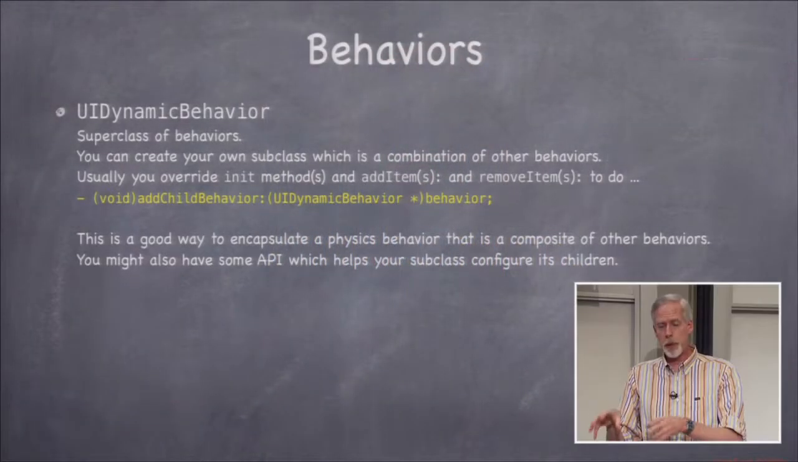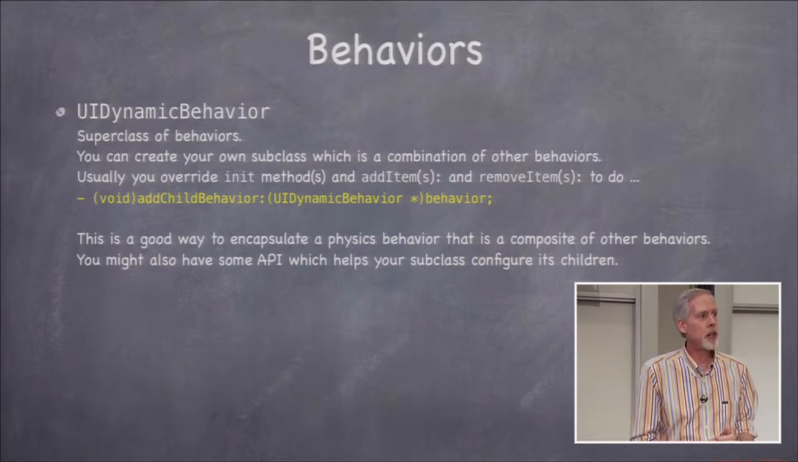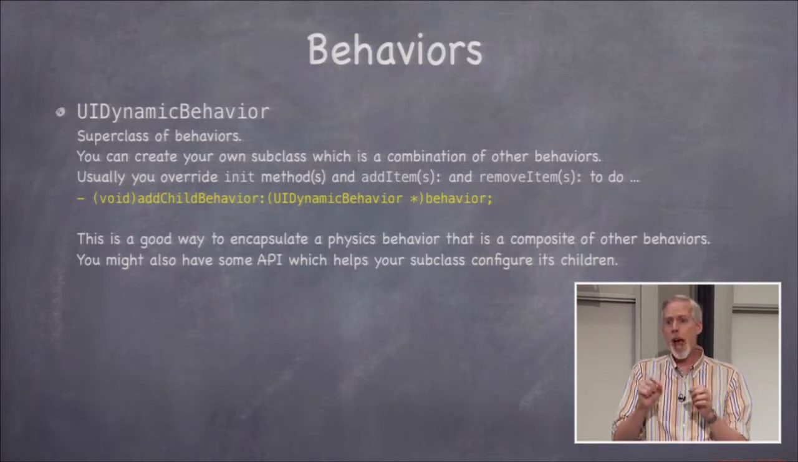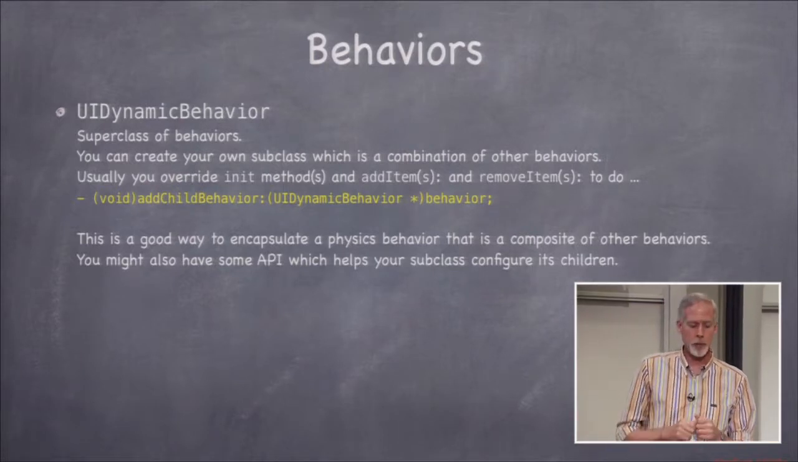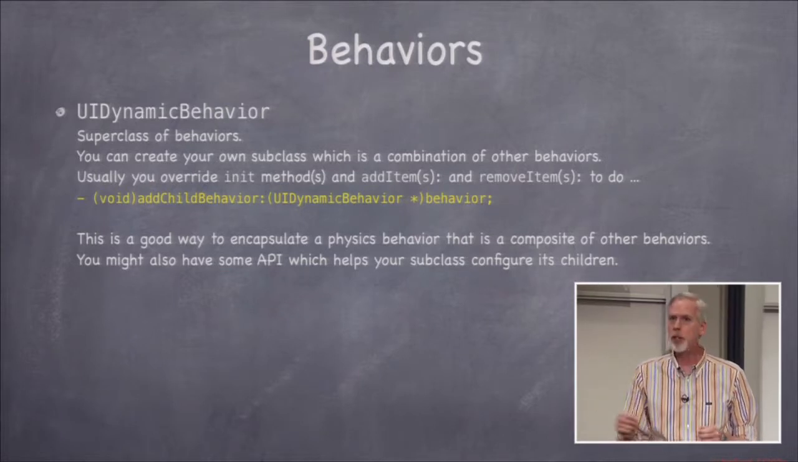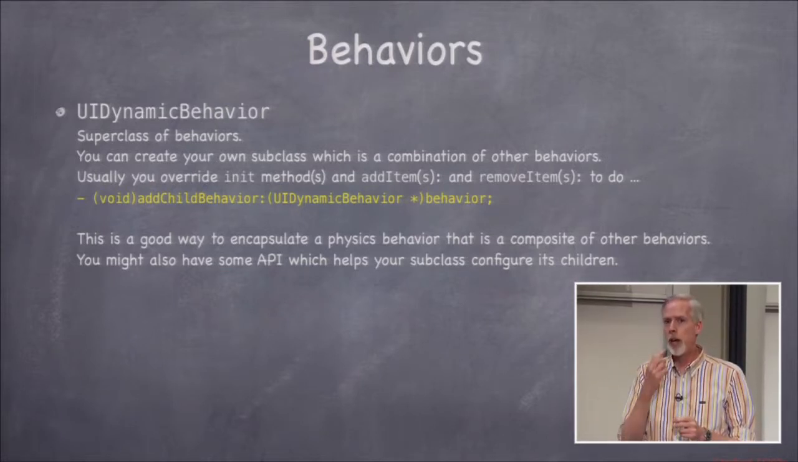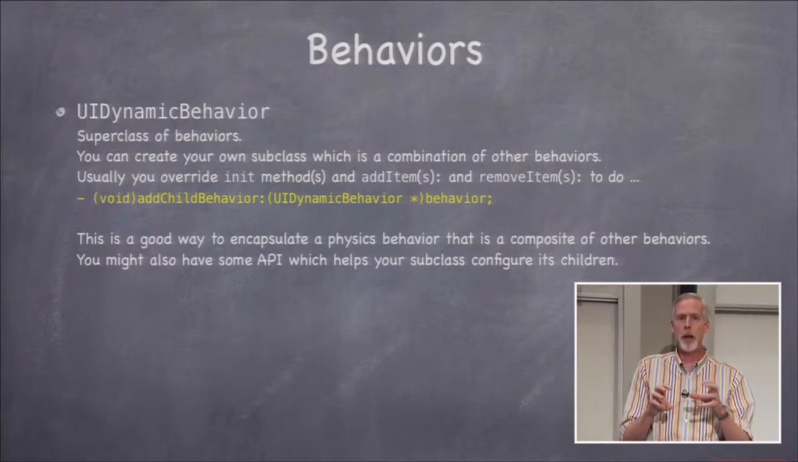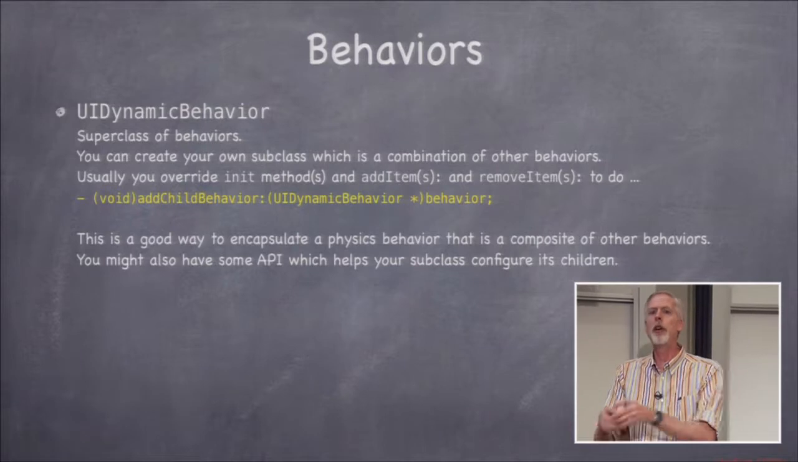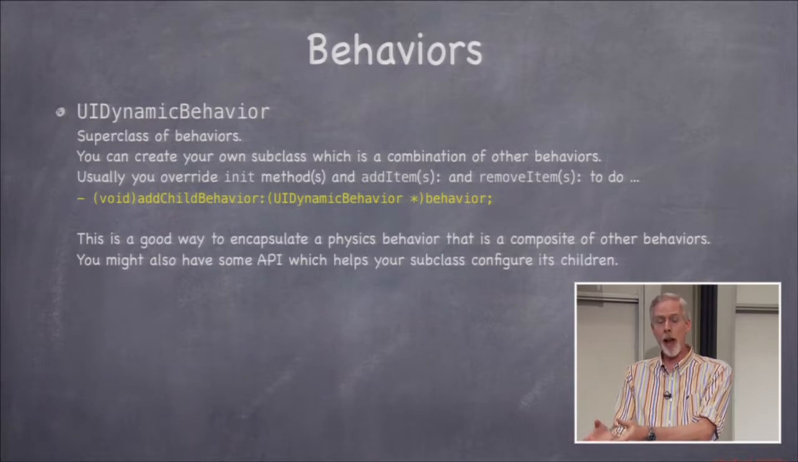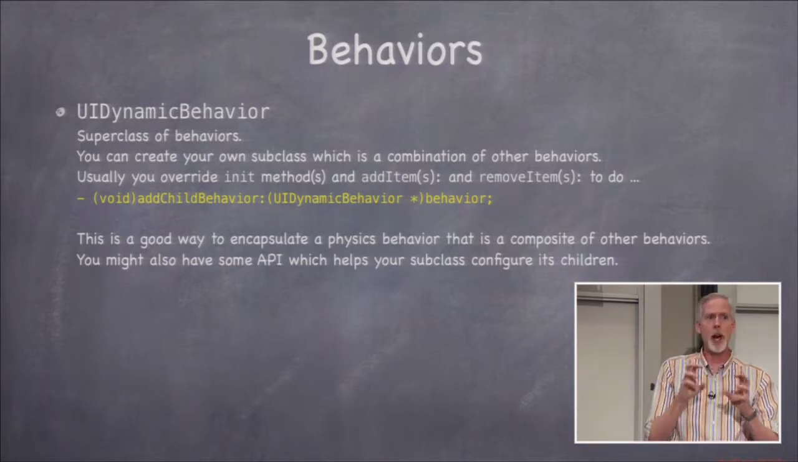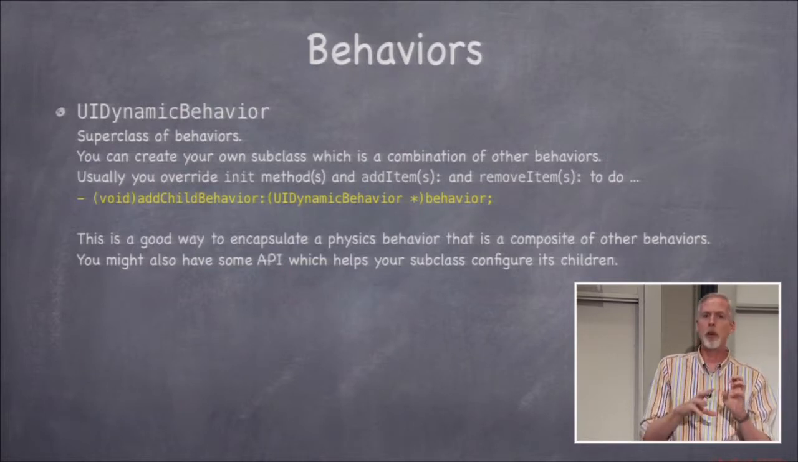UI dynamic behavior is the base class for gravity behavior, collision behavior, all these. You can also create your own subclass, and usually when you do, your implementation just adds other behaviors as child behaviors. So there's a method in UI dynamic behavior called add child behavior, and you can add a gravity, collision, UI dynamic item behavior as sub-behaviors. And this is very common to do just to clean up your API, to group behaviors that go together into their own class, okay? Their own UI dynamic behavior subclass. And all that thing usually has is child behaviors and then maybe a little bit of API to add the items in a certain way or have them interrelate in some other way, okay?